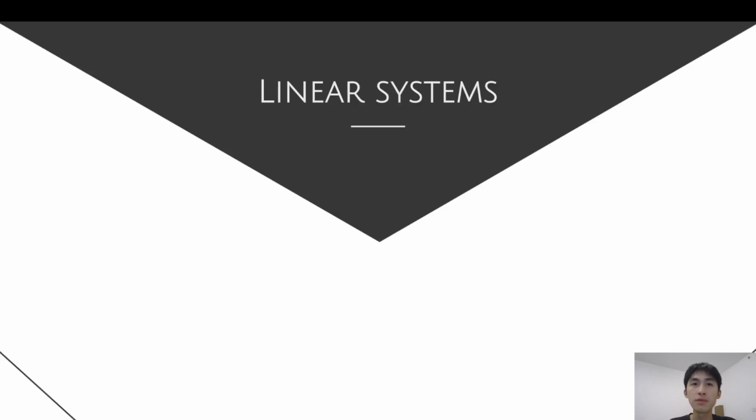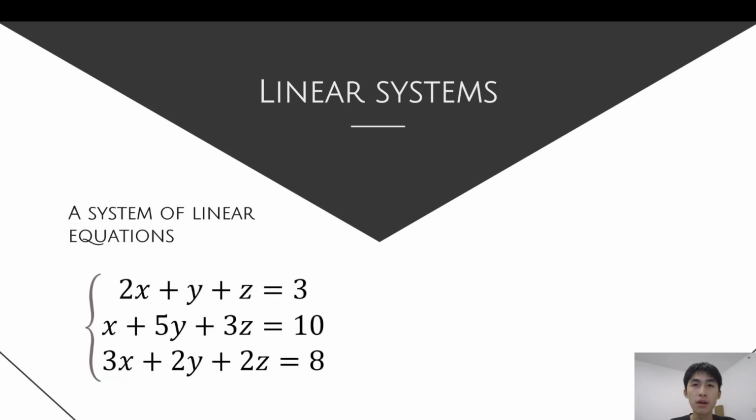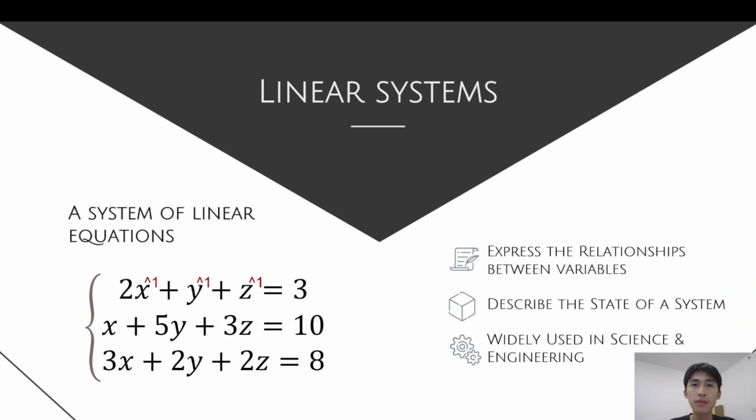First, allow me to briefly introduce the concept of linear systems. A linear system is a system of linear equations, where the degree of all variables is 1. Linear equations can effectively represent the linear relationships between variables and describe the state of the system. As a result, they are widely applied in science and engineering.